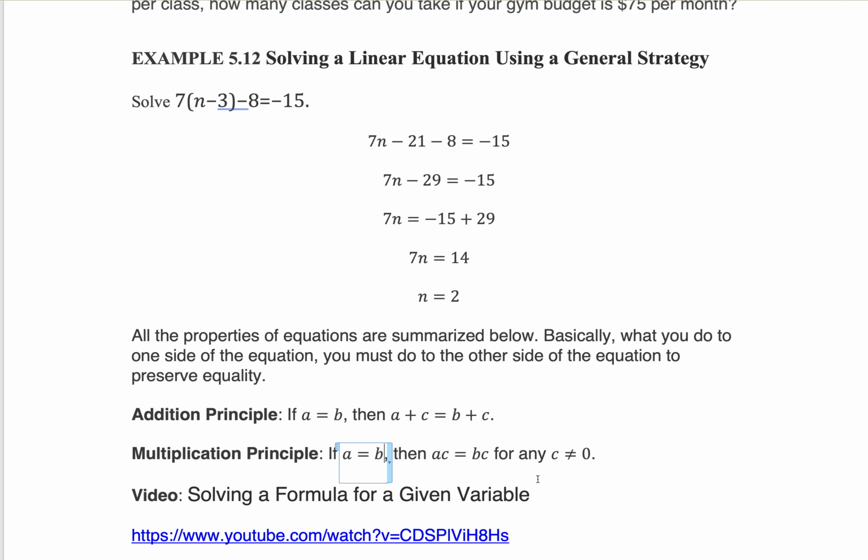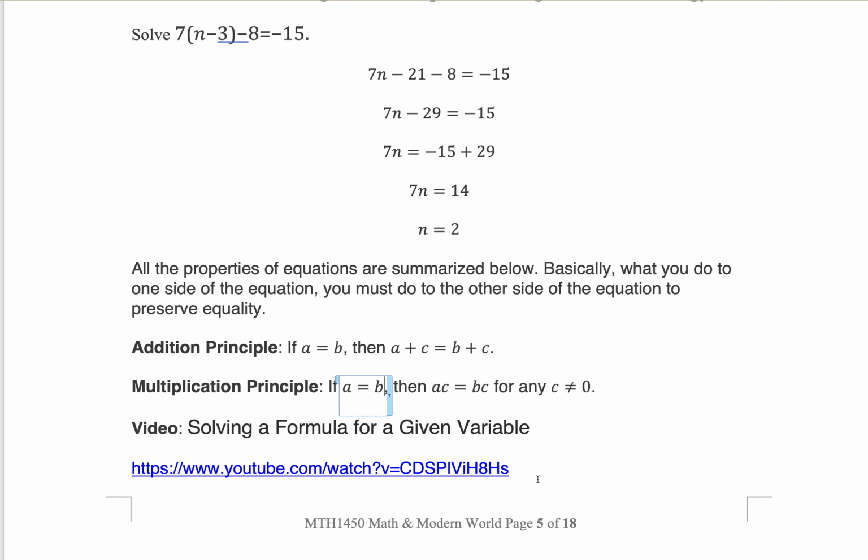So this is the way we solve equations, especially linear equations. There are two principles to keep in mind: the addition principle and the multiplication principle. Even though I'm saying two only for addition and multiplication, I hope you do see that subtraction and division work in the same way.